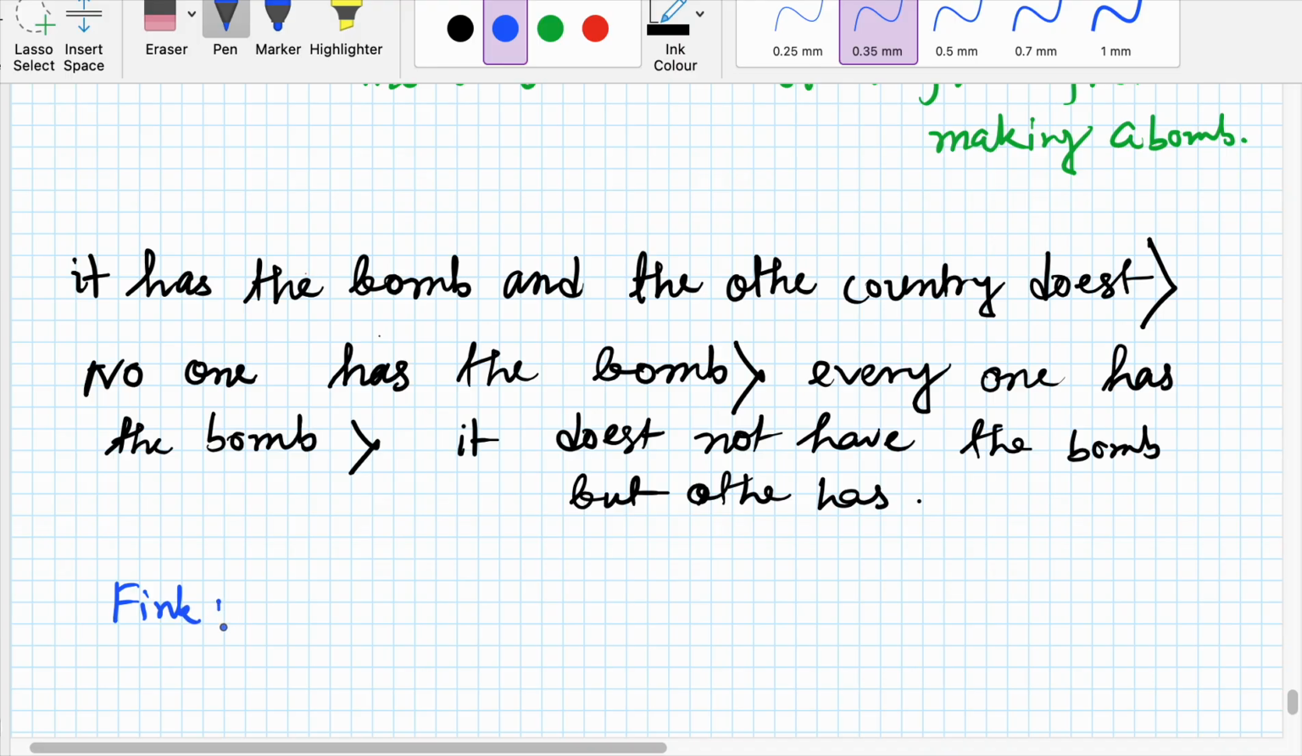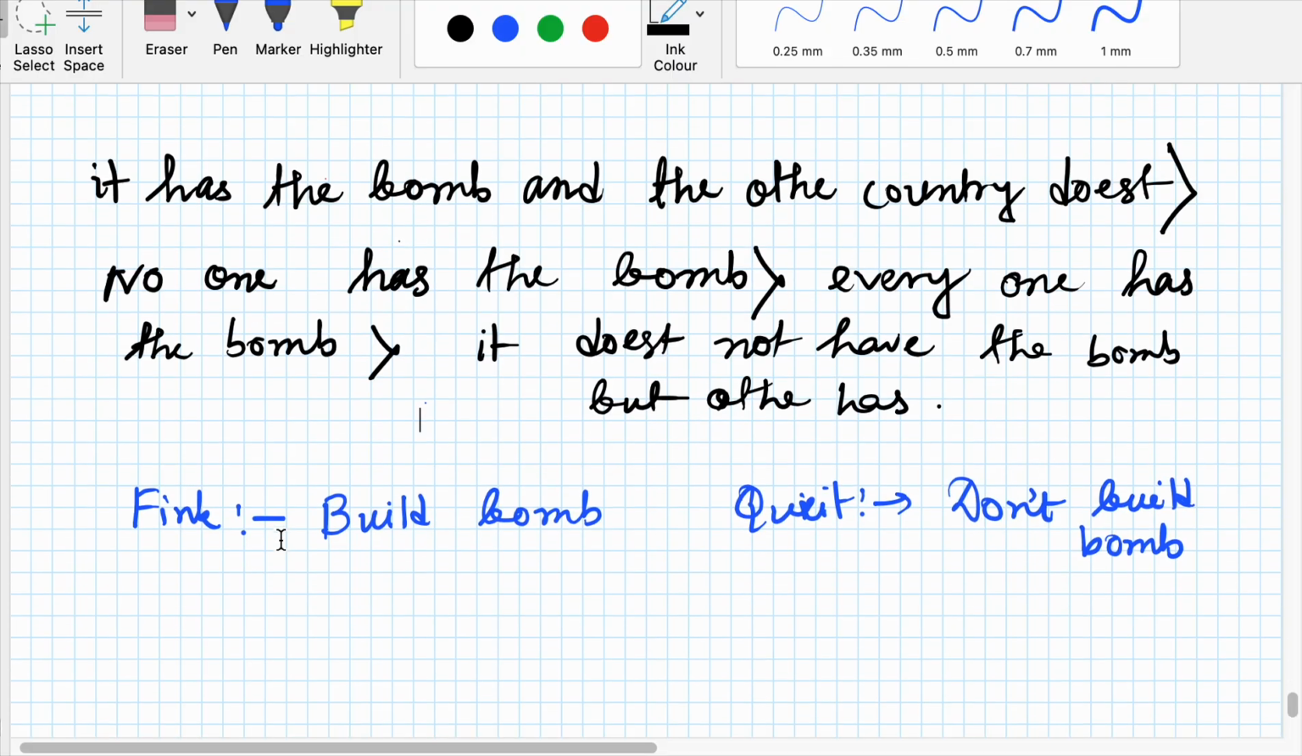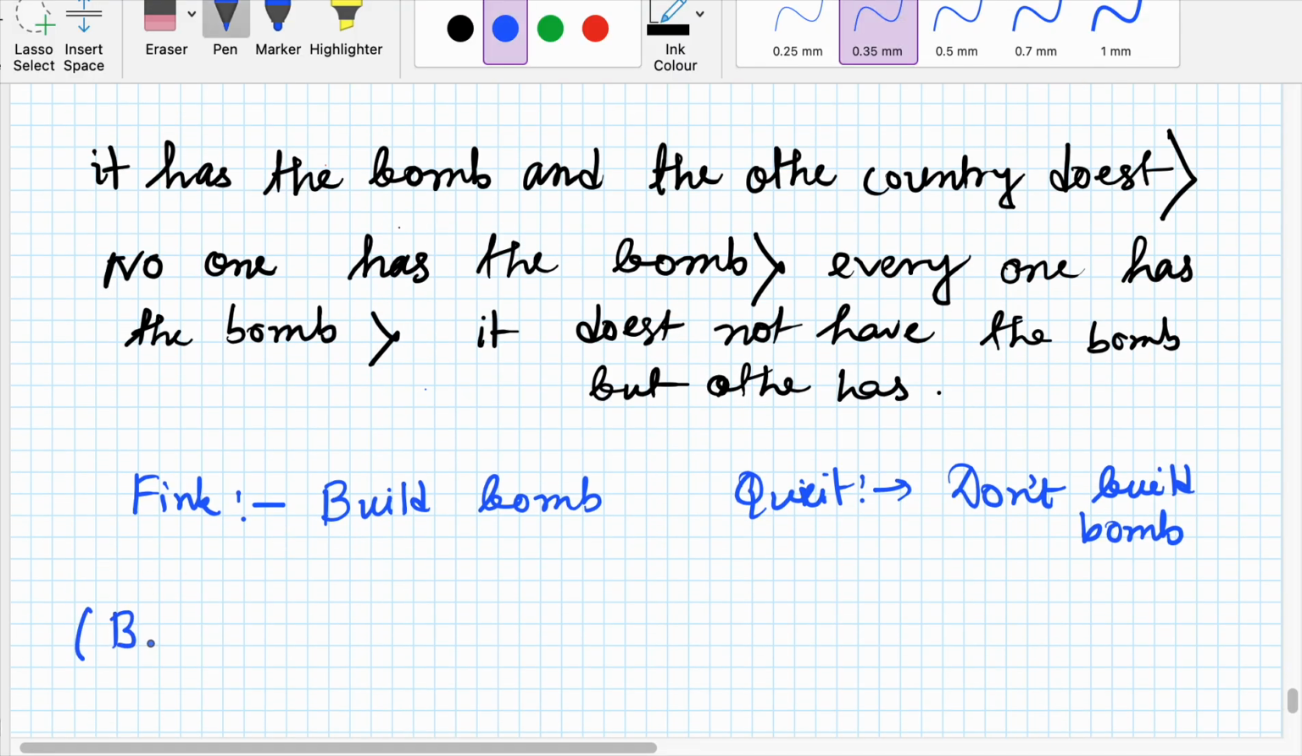Now you can see, if we associate the action fink with build bomb and stay quiet with don't build bomb, we can easily see that the same game can represent this situation also, because here if you go back, the fink comma quiet outcome means one country has the bomb and the other country does not build the bomb, so they do not have the bomb. That is the most preferred outcome.